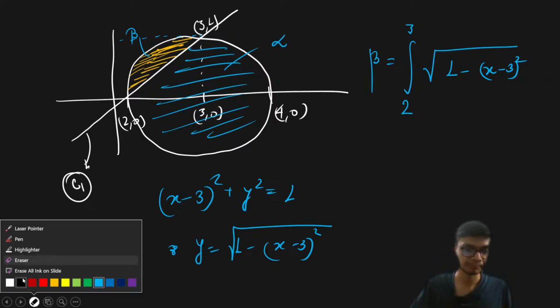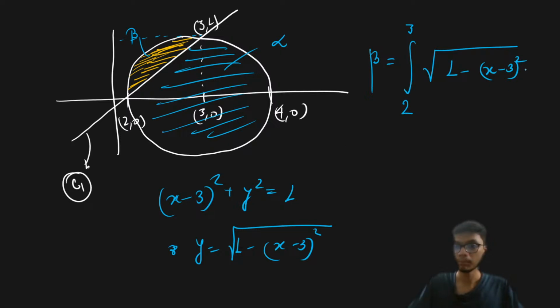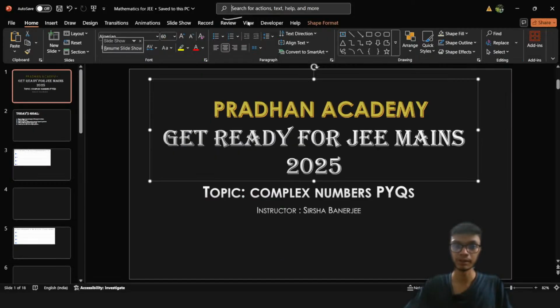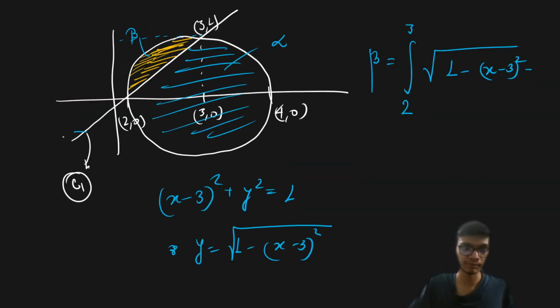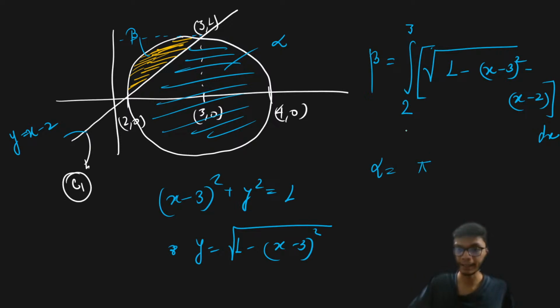So minus this other curve, which is a straight line with equation y equals x minus 2. You take the integral of x minus 2, and that is going to be beta. Once you find beta, alpha is simply the area of the circle minus this beta. The area of the circle is simply pi, because the radius is 1. So pi minus beta is your alpha.